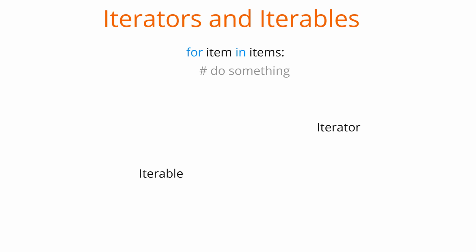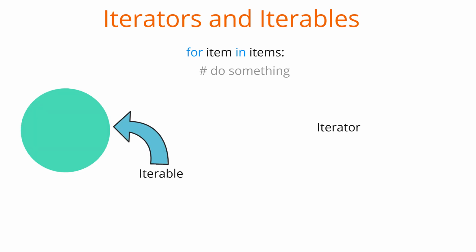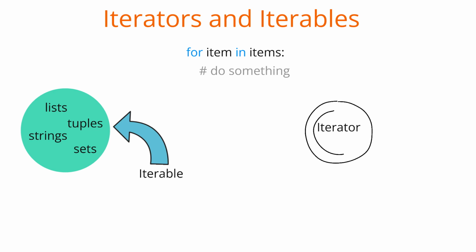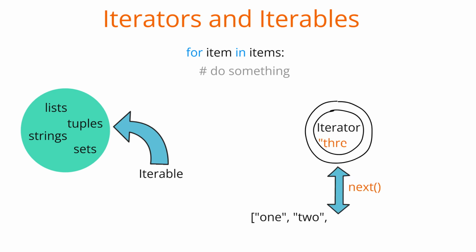An iterable is basically any object you can loop over with a for loop. Lists, tuples, strings, sets, you name it. These are like containers full of data. But an iterator? That's an object that knows how to walk through that container, one item at a time. It doesn't care what's at the finish line. It just knows how to get to the next step.